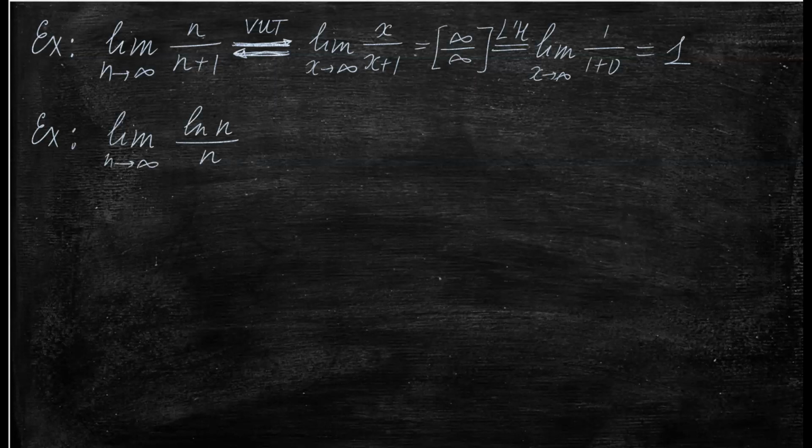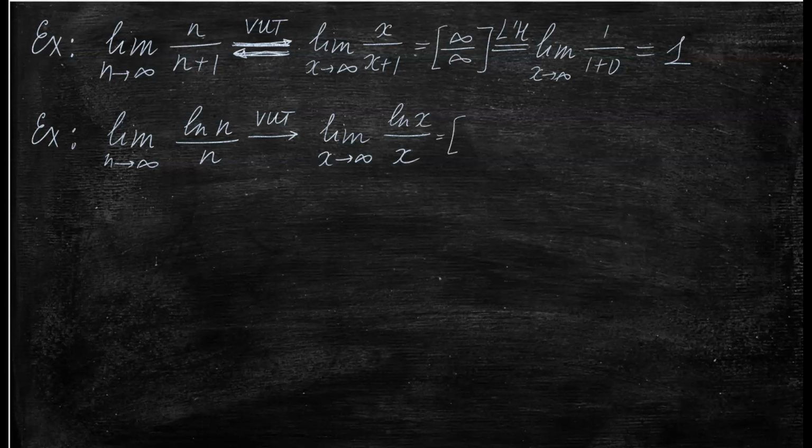Let's find the limit of this sequence. Again, we're going to try the very useful theorem. We don't know if it's going to work. It's only going to work if the limit of the function exists. So here we're going to switch n for x.